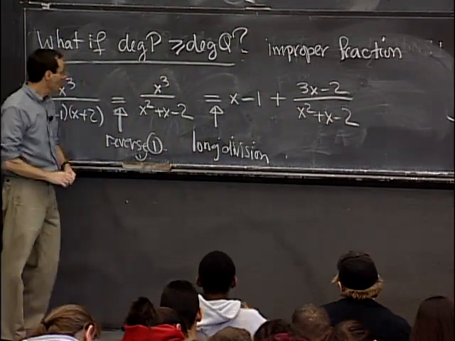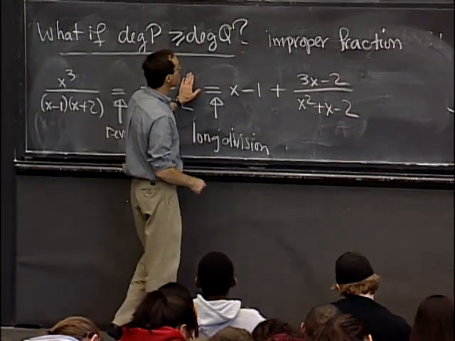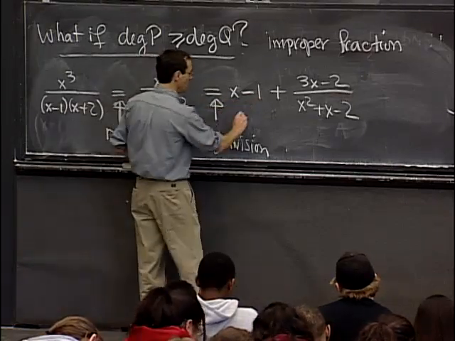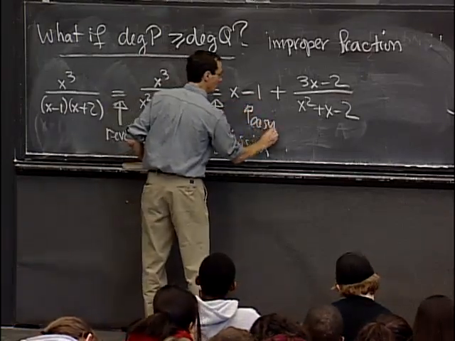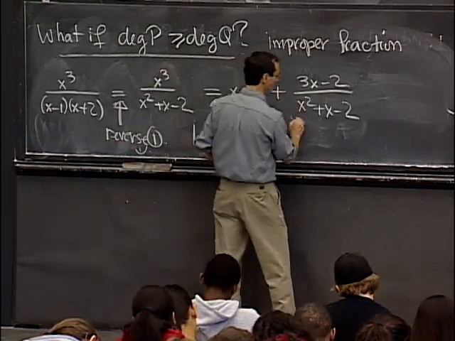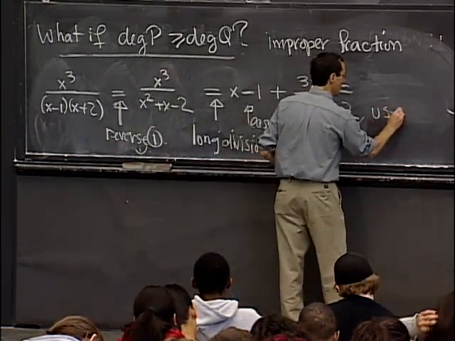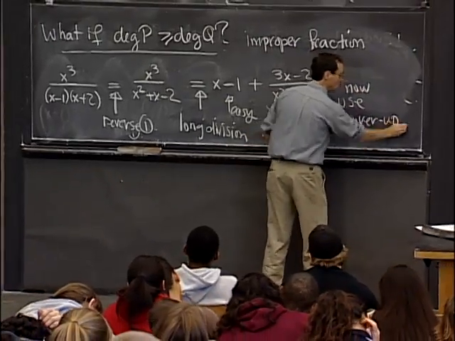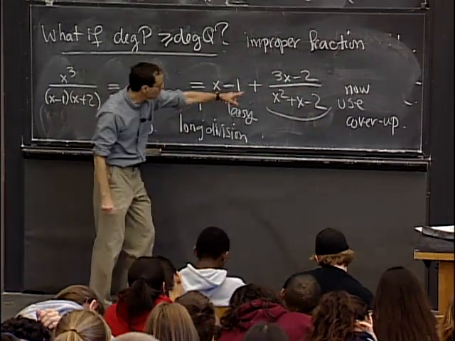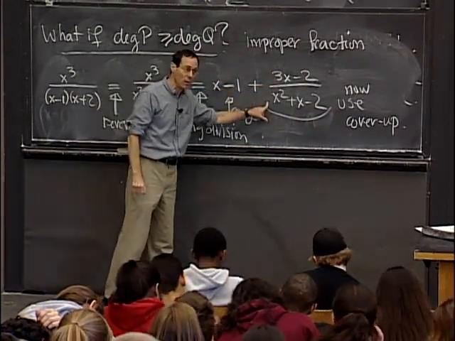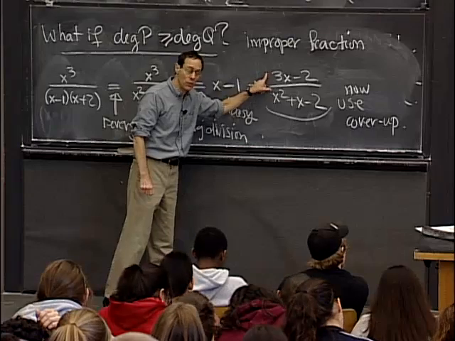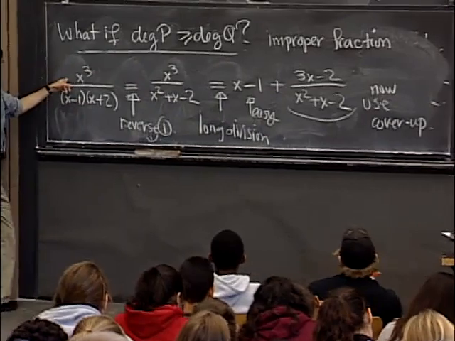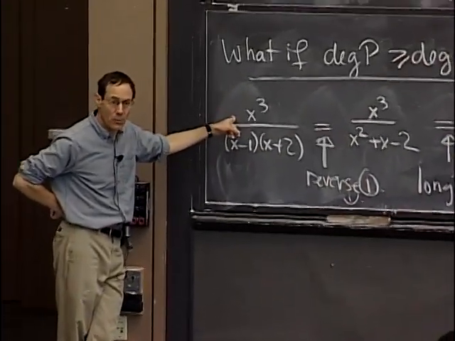All right? So the punchline here is that this thing is easy to integrate. This is easy. And this one, you can use cover-up, the method that we had before, because the degree of the numerator is now below the degree of the denominator. It's now first degree, and this is second degree. What you can't do is use cover-up to start out with here. That will give you the wrong answer.